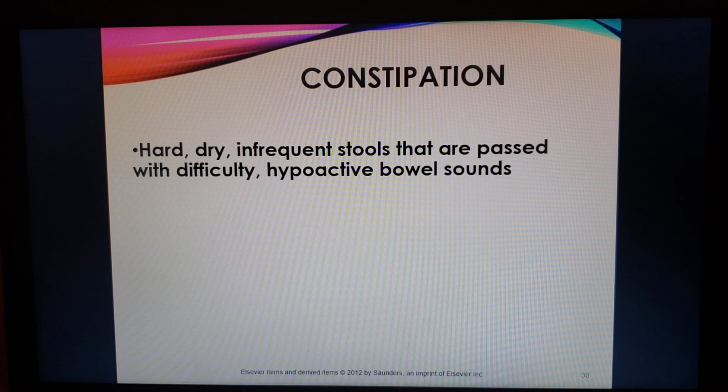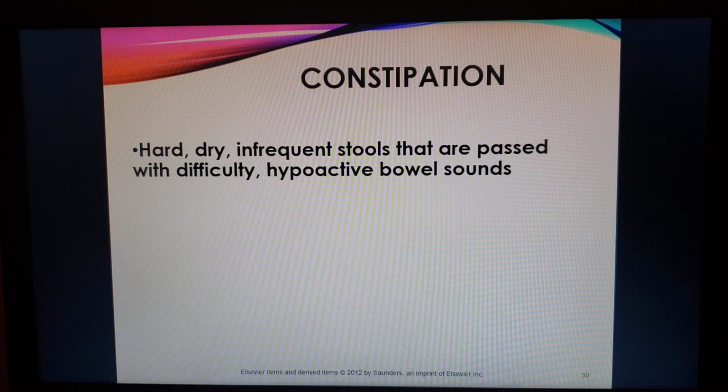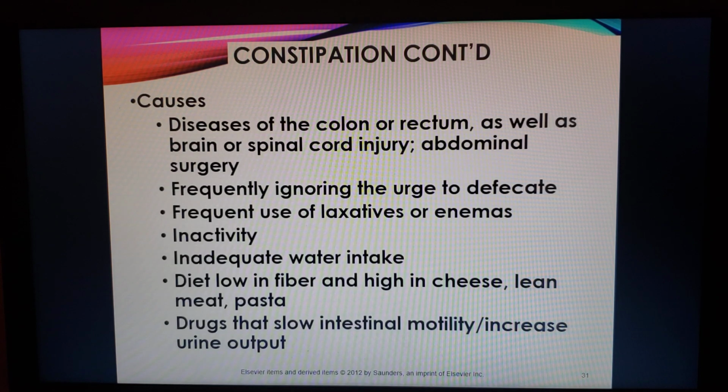Our next disorder is constipation. Constipation occurs when there's hard, dry, infrequent stool. Patients pass them with difficulty. You may note hypoactive bowel sounds with constipation. Constipation is caused by diseases of the colon or rectum, as well as brain or spinal cord injuries, and this can occur after abdominal surgery. It can also occur when patients frequently ignore the urge to defecate or they use laxatives and enemas. Frequently, they become dependent on laxatives and enemas to have a bowel movement.